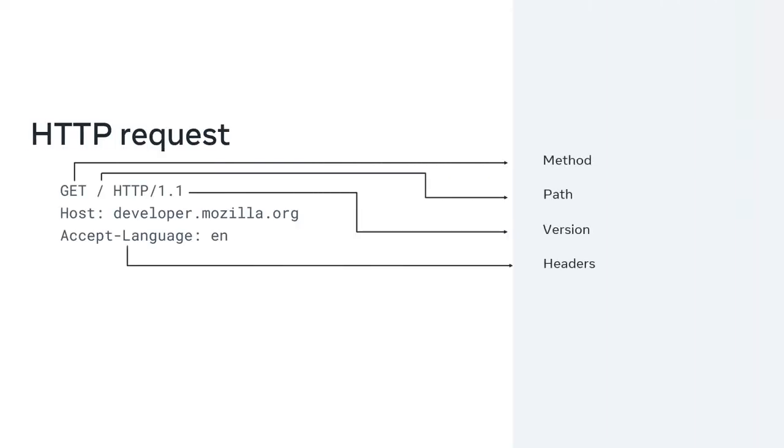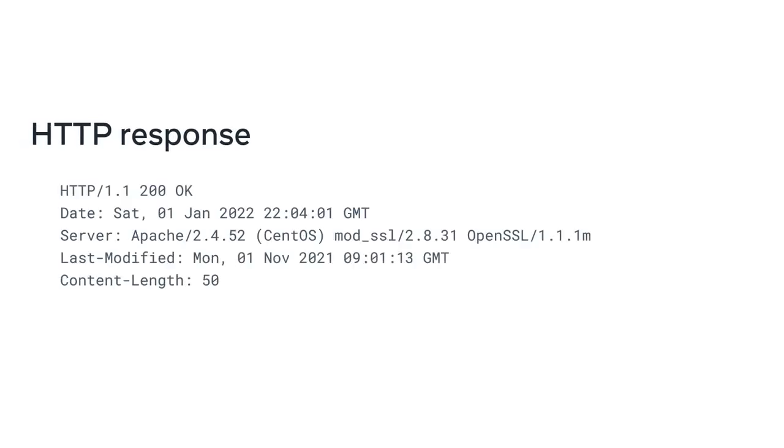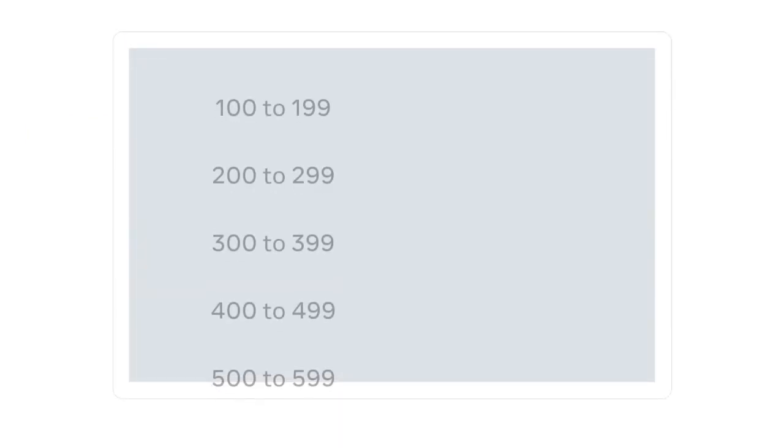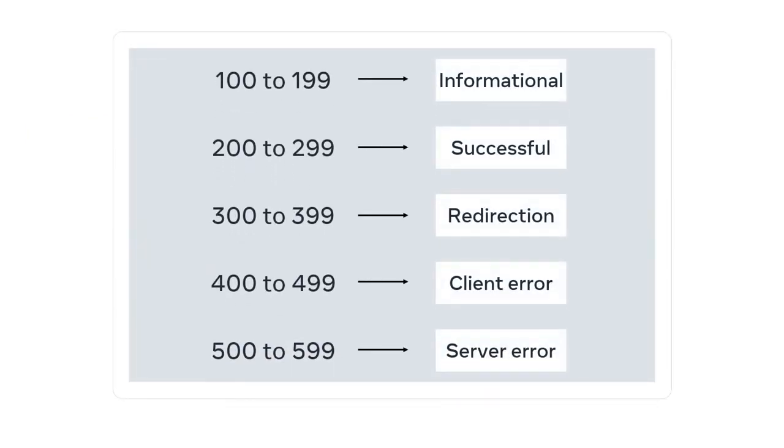HTTP requests have a syntax that includes method, path, versions, and headers. HTTP responses follow a similar format to the request, and HTTP status codes indicate whether the HTTP request successfully completed. The status code is a 3-digit number that corresponds with groups representing different types of results.